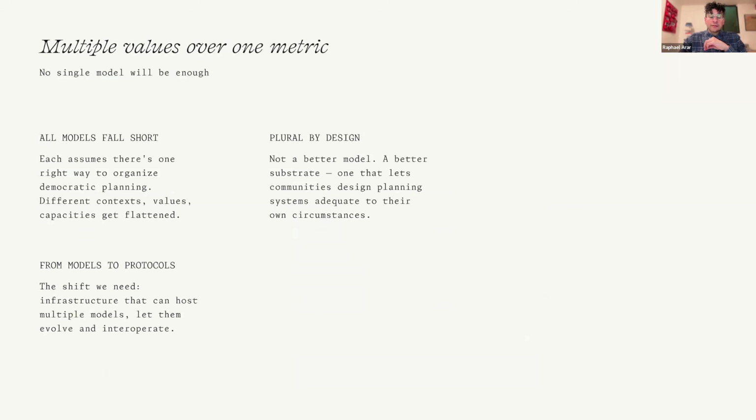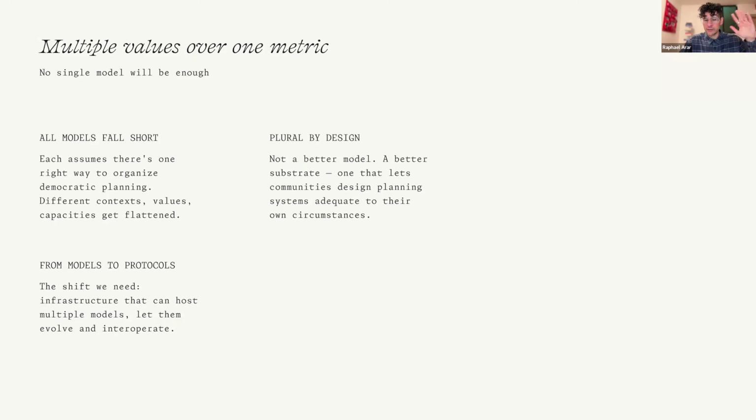Okay, let's continue and then we can have more discussion. What I want to leave you with at the end of session one: all these models, including Benioff's, assume that there's one right way to organize democratic planning. My take is I don't think there is. Different communities will have different values, different contexts, and different capacities. As I mentioned, what serves Oakland doesn't serve rural Louisiana or Sao Paulo or Berlin. So what we need is not necessarily a better model. We need infrastructure, better protocols that can host multiple models, let them evolve, let them interoperate, and let communities design planning systems adequate to their own circumstances.